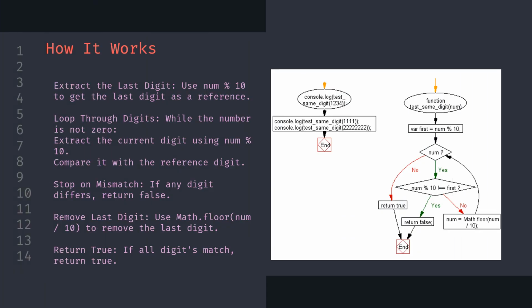Here's a step-by-step breakdown of the process. We extract the last digit as a reference. We loop through the number and compare each digit with the reference. If any digit does not match, it returns false. Otherwise, it continues until all digits are checked. If no mismatches occur, return true.